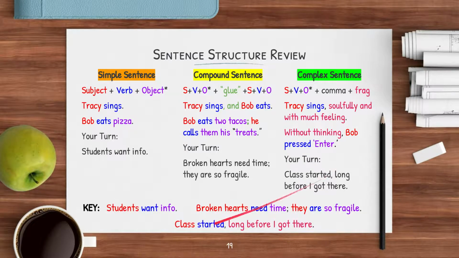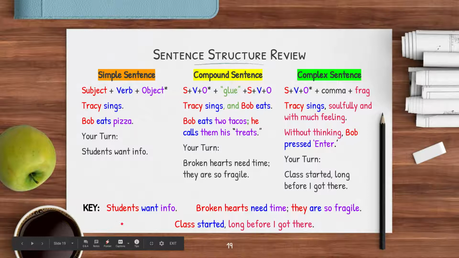Okay. You can use this key to double check your answers, make sure that you got the correct answers, right? The one I will point out is the last one that trips people up. Class is your subject. It's not a person, but it's still a thing that's doing the action, right? Started. That's your full sentence. Long before I got there is the fragment. That's why we have the comma there.